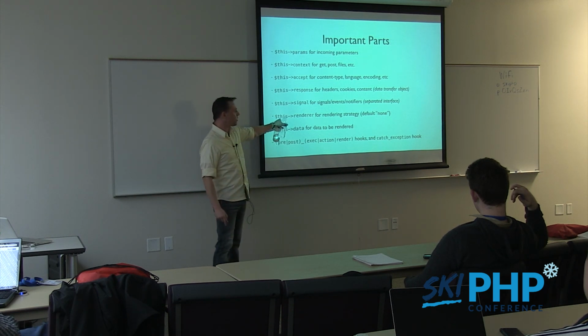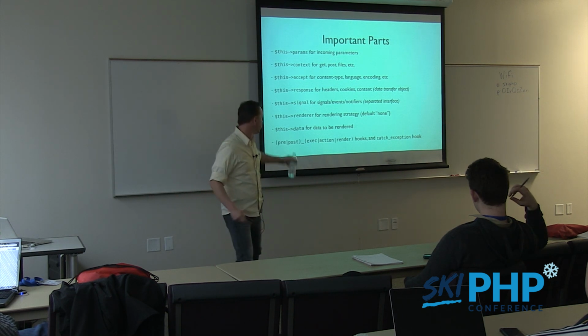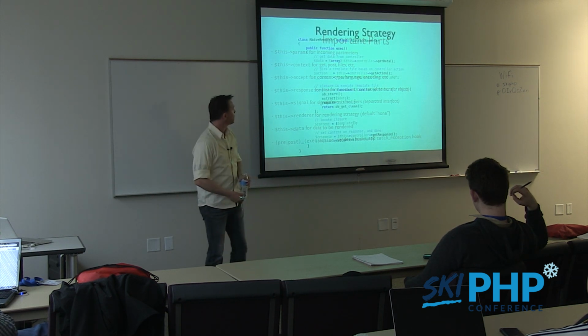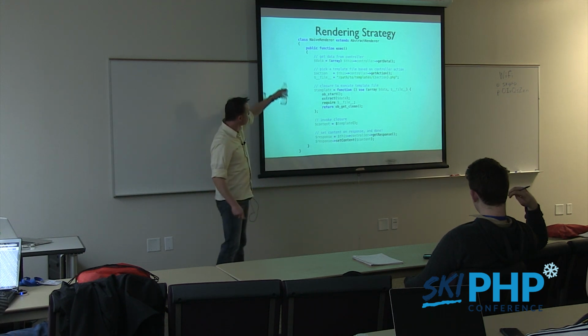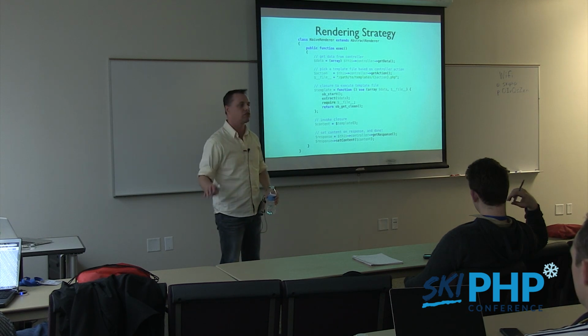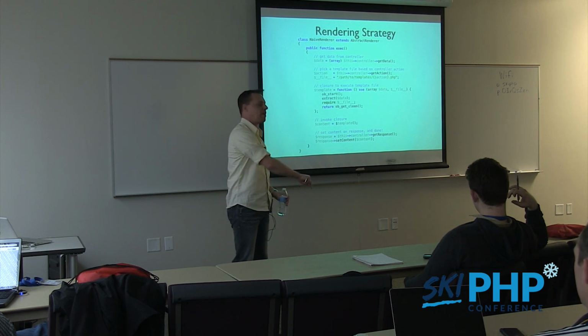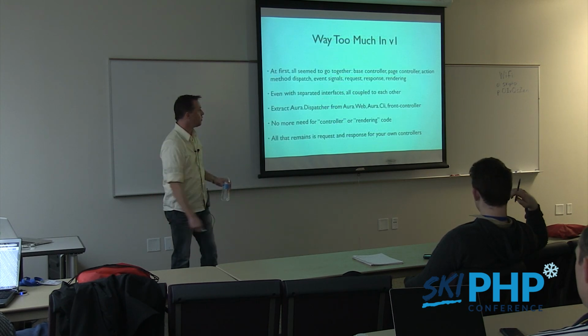But we had this thing called a rendering strategy, where if you wanted to put in your own template system, you could do it. You would just override the rendering strategy. So if you wanted to write a naive one where you just include a file with some values in it, you would have to write this kind of thing, and then have your page controller that extended our abstract page controller do this. This is a lot of work.